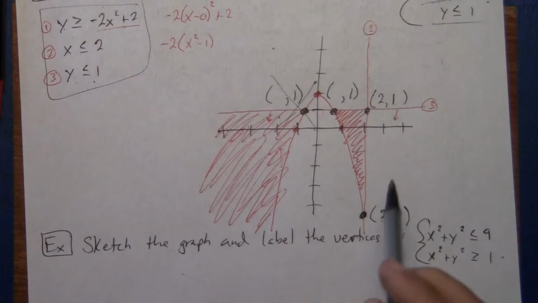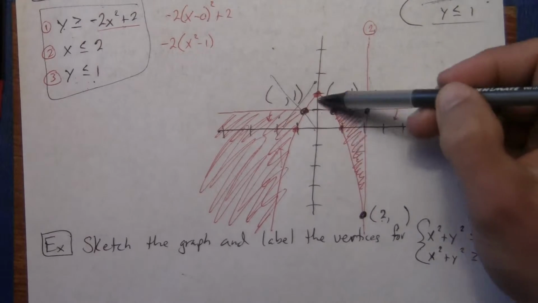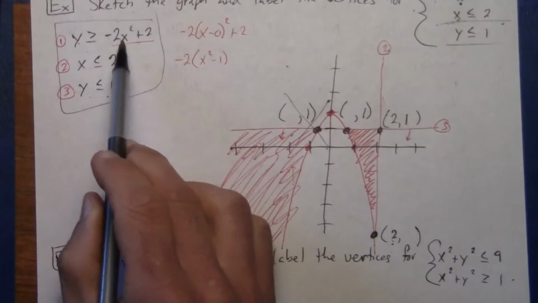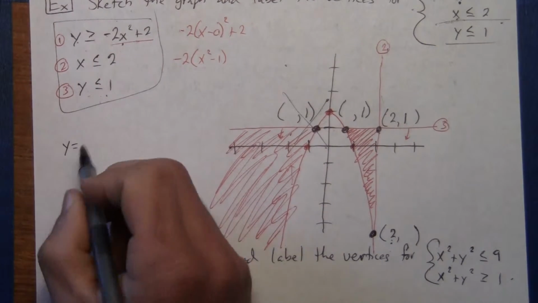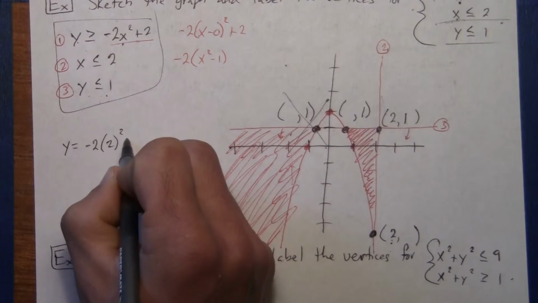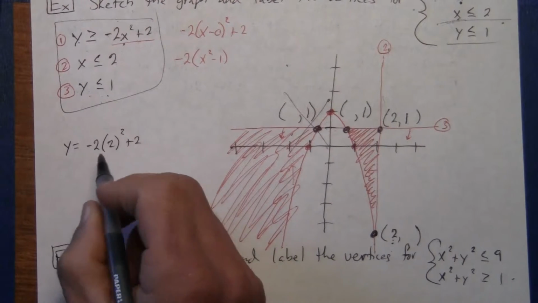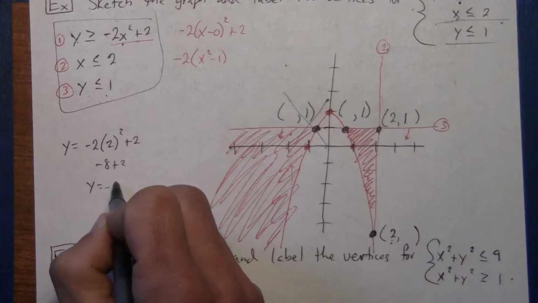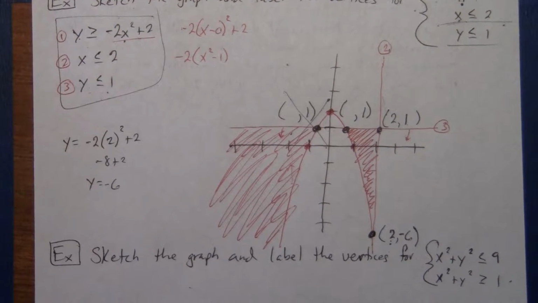Well, I know x is 2, I got that from using line number 2. What other line goes through it? Well, it's line number 1. So I just take the 2 for the x value and plug it in here. So I would get y is equal to, ignore the inequality at this point, negative 2 times 2 squared plus 2. And that's going to give me 4 times negative 2, so negative 8 plus 2, or y should eventually give me negative 6. So I know this point is 2, negative 6.